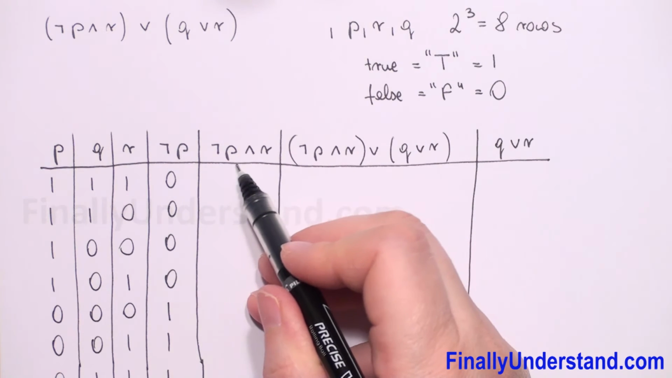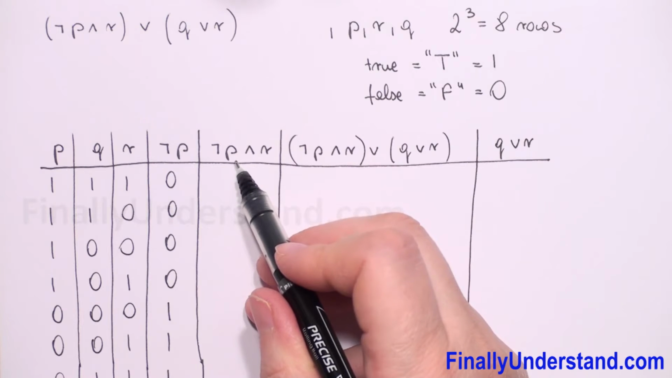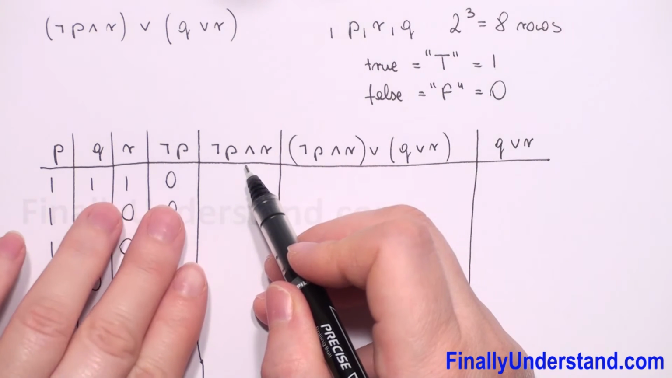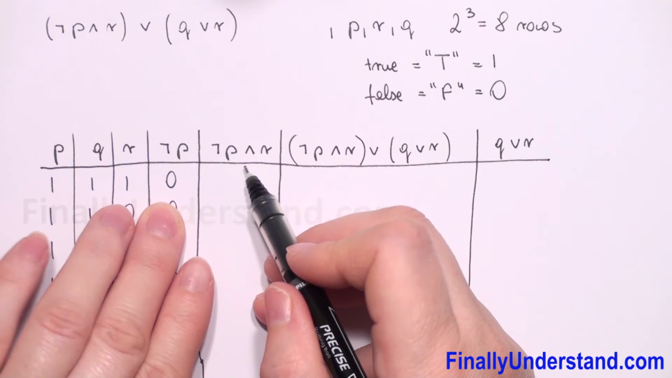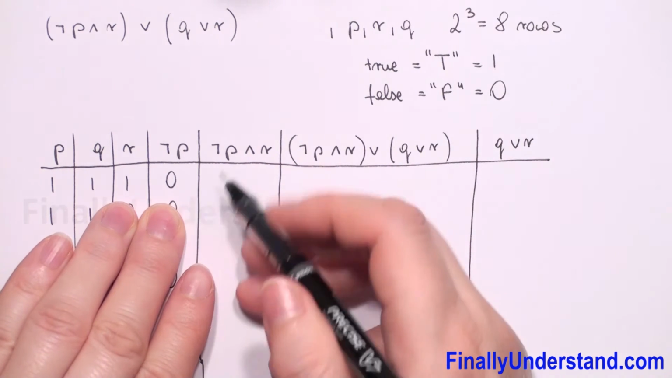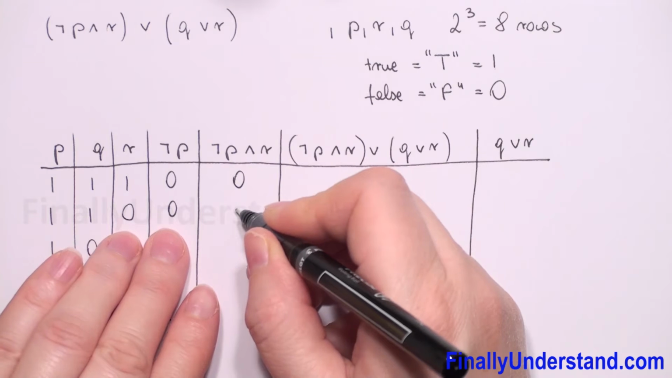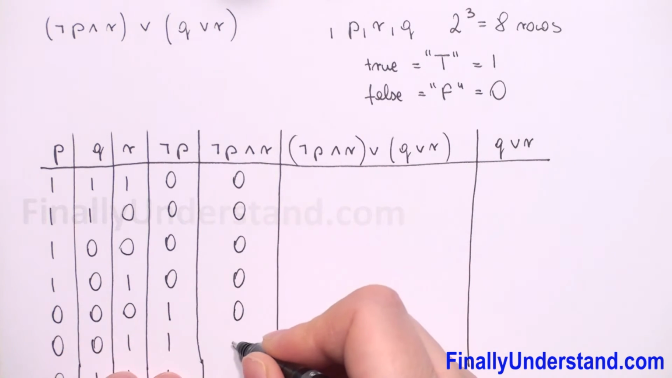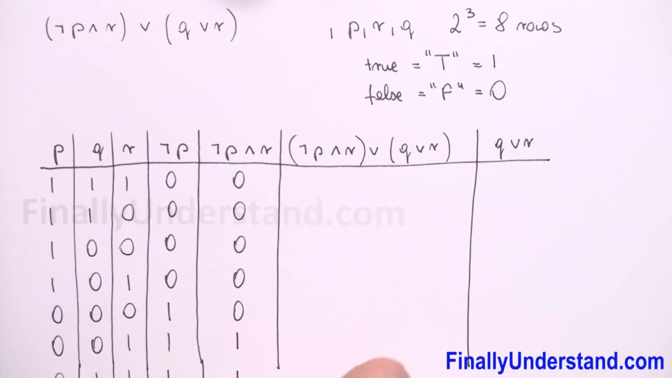Next, we have conjunction. Conjunction is true only when both statements are true. So we have not P and R, 1 and 0, so this is 0, 0, 0, 0, 0, and we have 1 and 1, so it will be 1, 1, and 0.